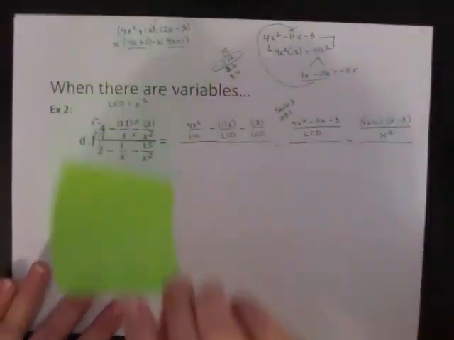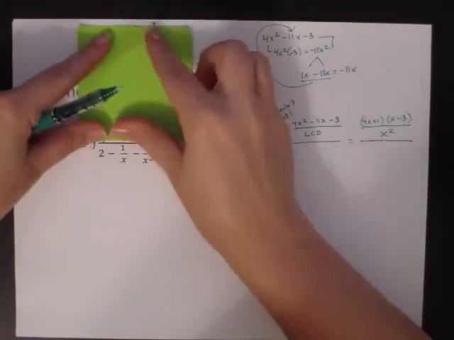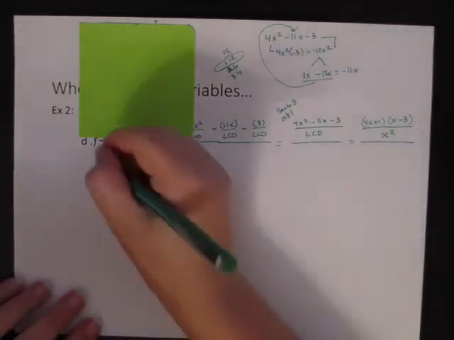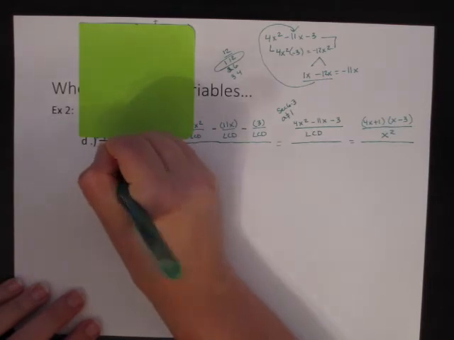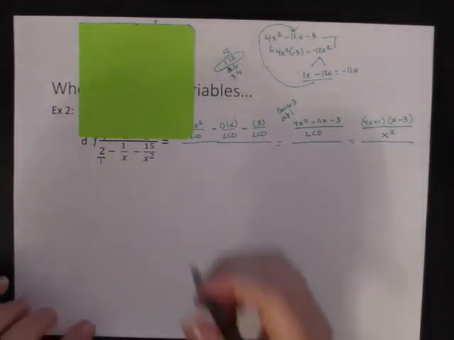Okay? Now, I've got to do the second part. So what I want you to do is pause it for just a second, and see if you can do the second part by yourself. Alright, so I'm going to put a 1 underneath the 2 to make it a fraction. So I've got 2 over 1 minus 1 over x minus 15 over x squared.